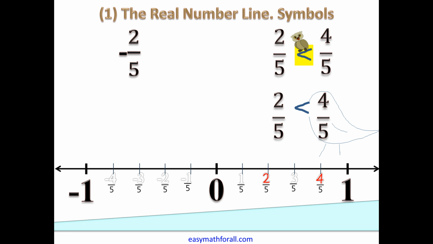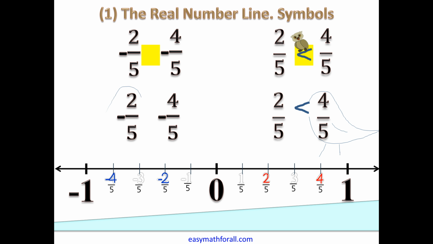Now you have to take similar actions in order to compare negative fractions, negative 2 over 5 and negative 4 over 5. Okay, highlighting the first numerator, negative 2, and then the second, negative 4, we remember that numbers grow from the left to the right. So which numerator is larger? Negative 2. And negative 2 over 5 is my bird because negative 2 over 5 is greater than negative 4 over 5. I got it.